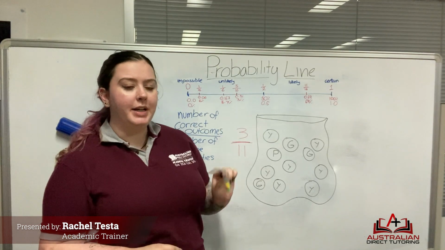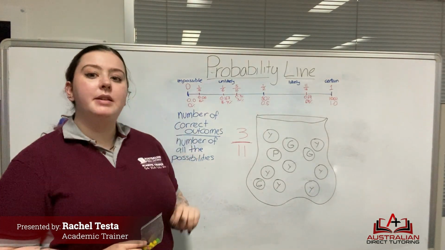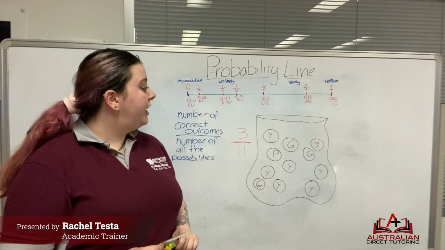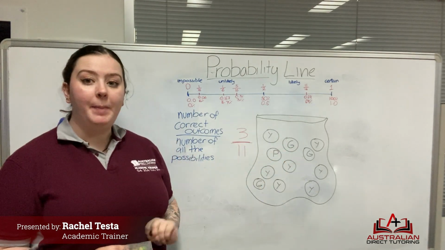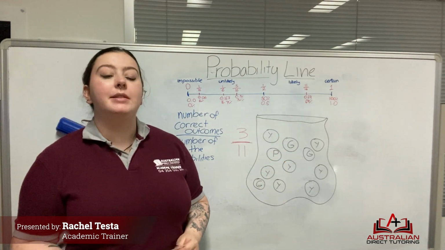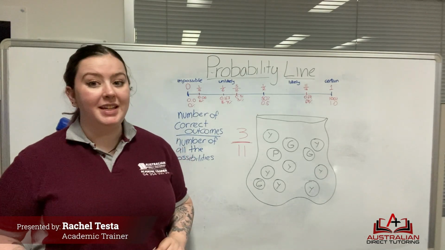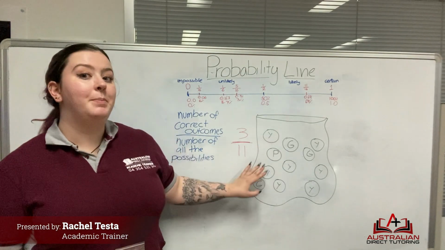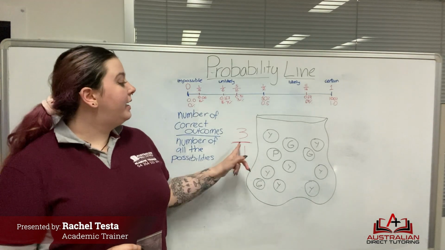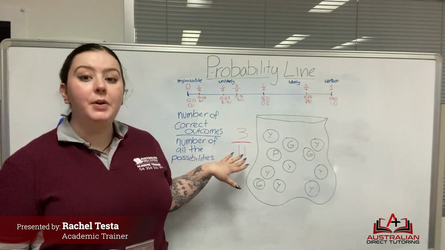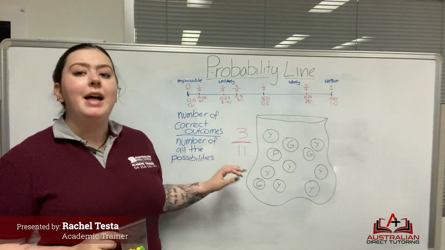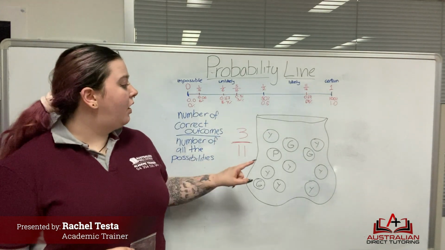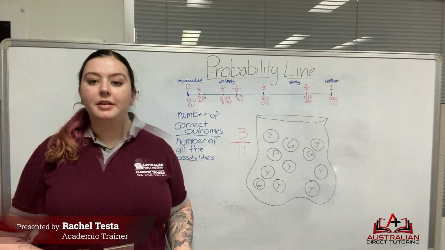Let's have a look at our trick. The top number is the number of correct outcomes. There are 3 green pom-poms, so there will be 3 on our top number. The bottom number is the total number of all the possibilities. We have 11 possibilities, so our bottom number will be 11. The total probability of pulling out a green pom-pom is 3 out of 11. This is unlikely because there are only 3 green pom-poms.